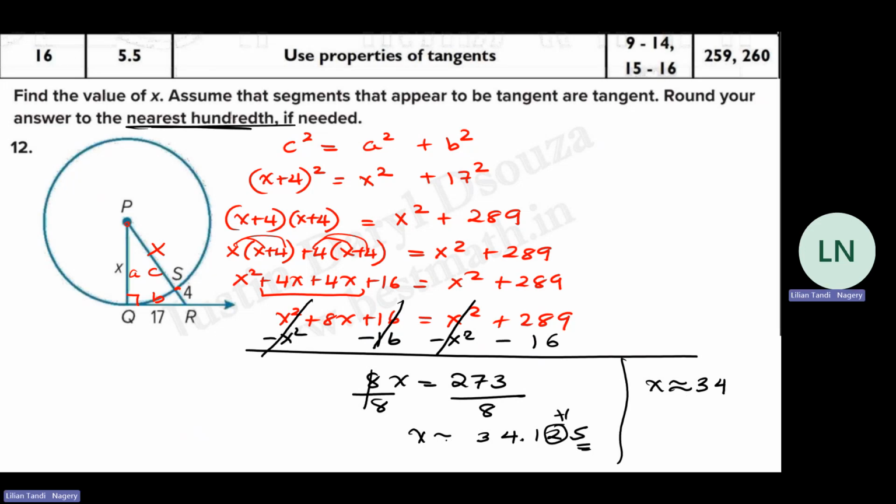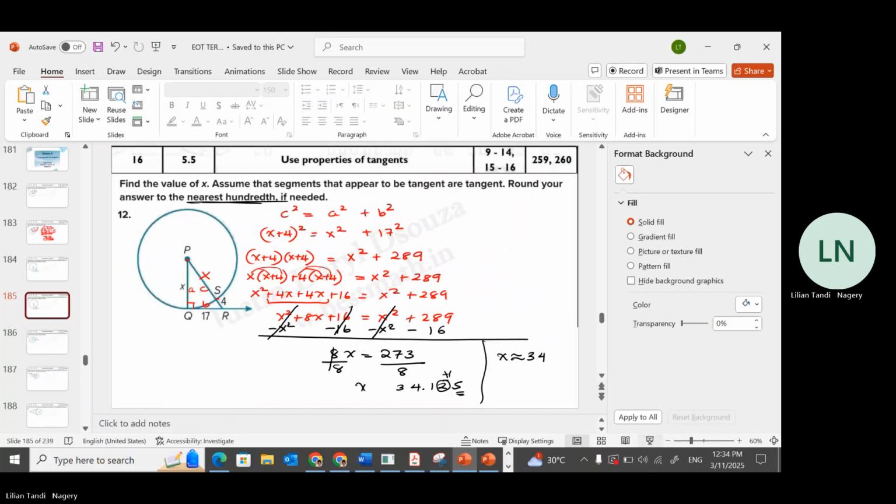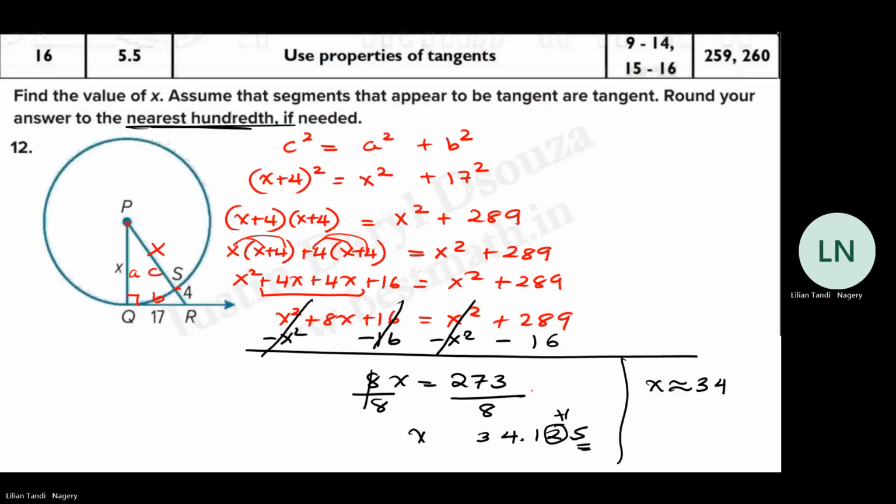Now here it is equal. Then after you round, you put the approximate. So that becomes 34.13. And it is length. So you're going to put units and you box your answer.